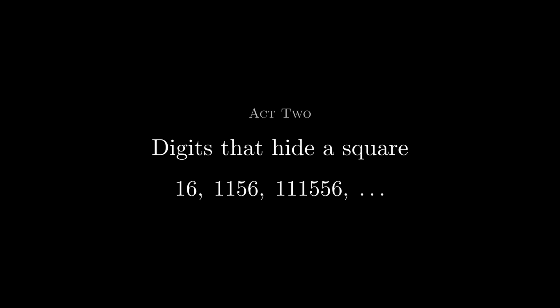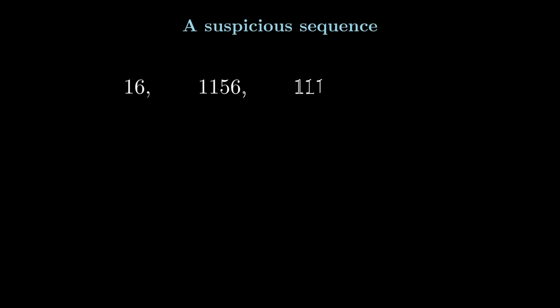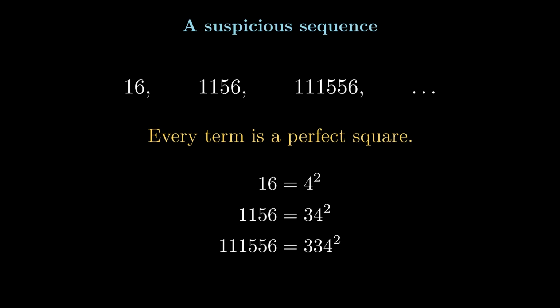Now for the second pattern. We have different digits and a different trick, but we get to the same conclusion in the end, that the pattern will always hold. Consider the sequence 16, 1156, 111,556. Each term adds one more 1 onto the front and one more 5 into the middle. The claim is that every single one of them is a perfect square. 16 is 4 squared, 1156 is 34 squared, and the last one is 334 squared.